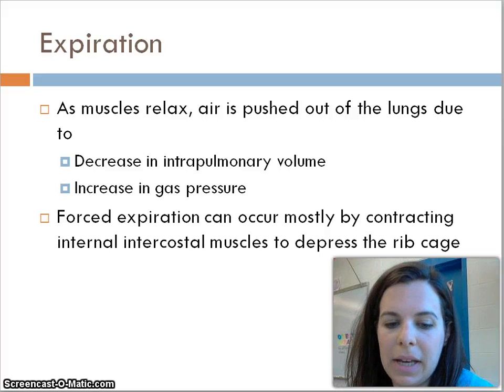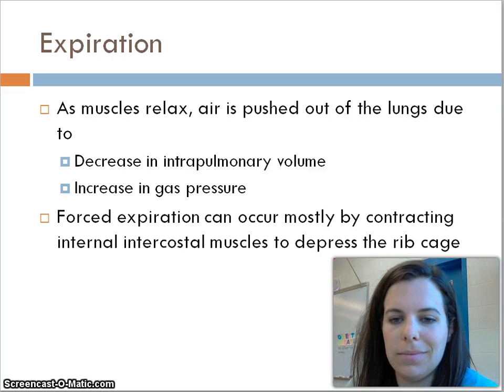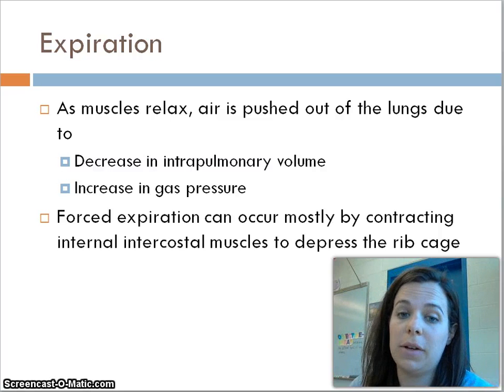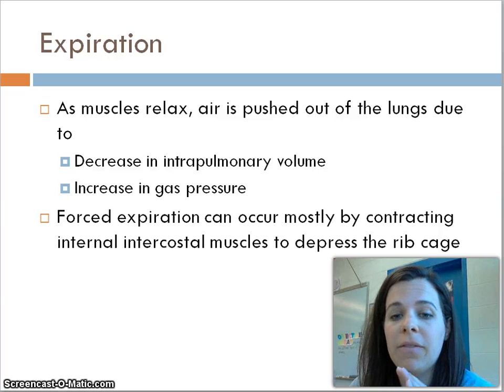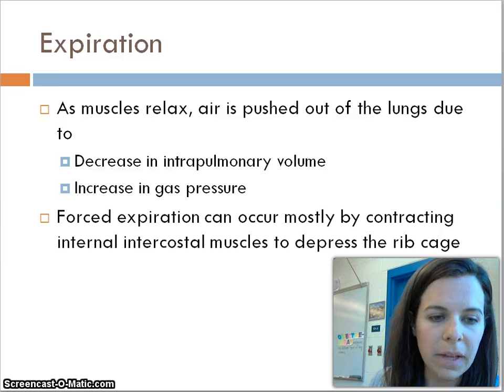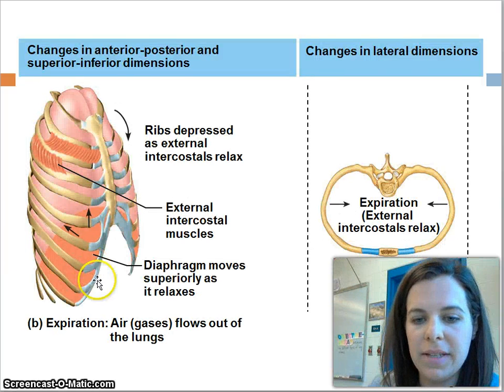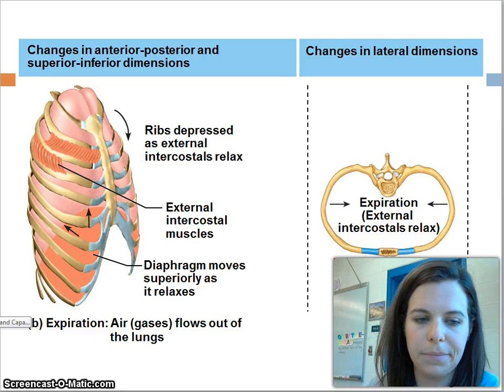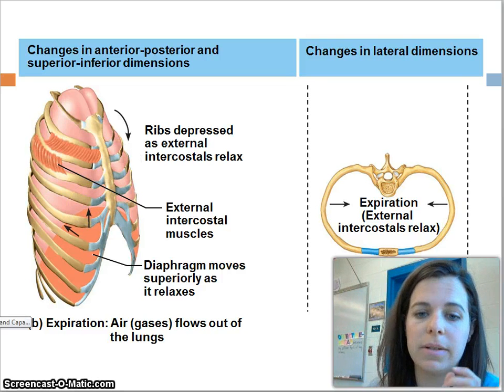Expiration is actually mostly passive because your muscles are just relaxing, and so air is pushed out because there's a decrease in volume as well as an increase in pressure. You can force expiration, which is like forced breathing out, and what you'll do is contract your rib cage even more in order to do that. And so a picture of this, diaphragm moves up, the ribs move in. And it's relaxation of your muscles, so it's very passive.